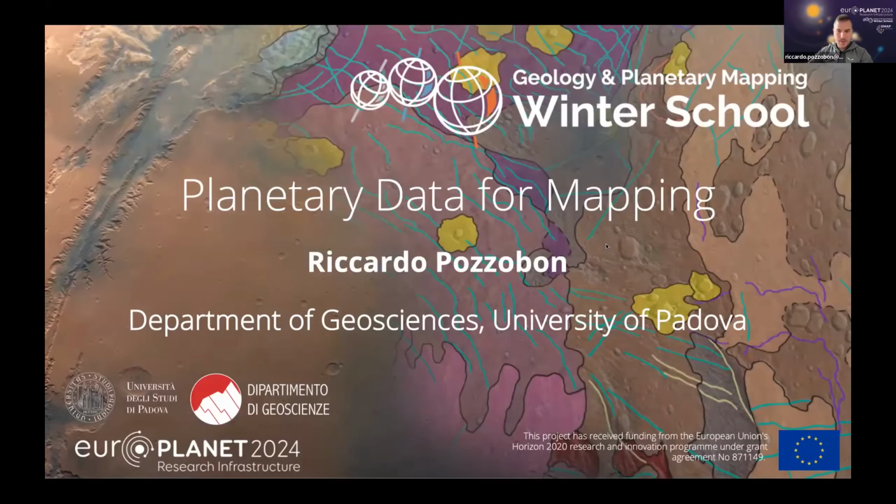Planetary data for mapping. This is just a brief overview, both of the type of data that we are normally using to do, let's say, photogeological mapping, but also a bit of spectral mapping. And I will talk about how the data appear, how they are acquired, and also how you can download them. So it will be about the data and also the repositories.